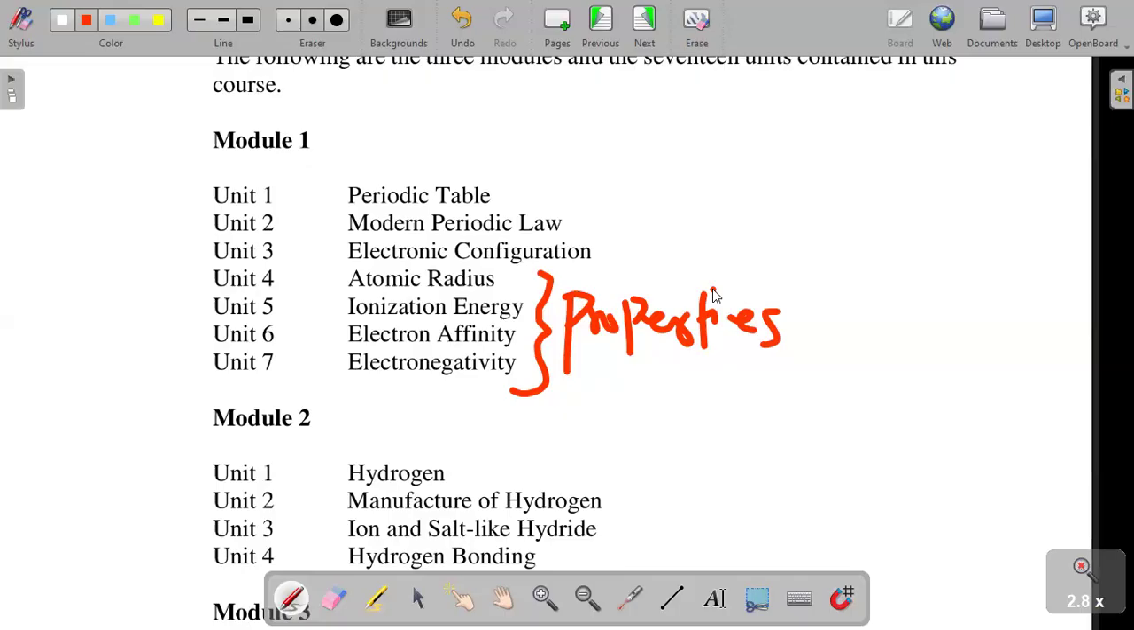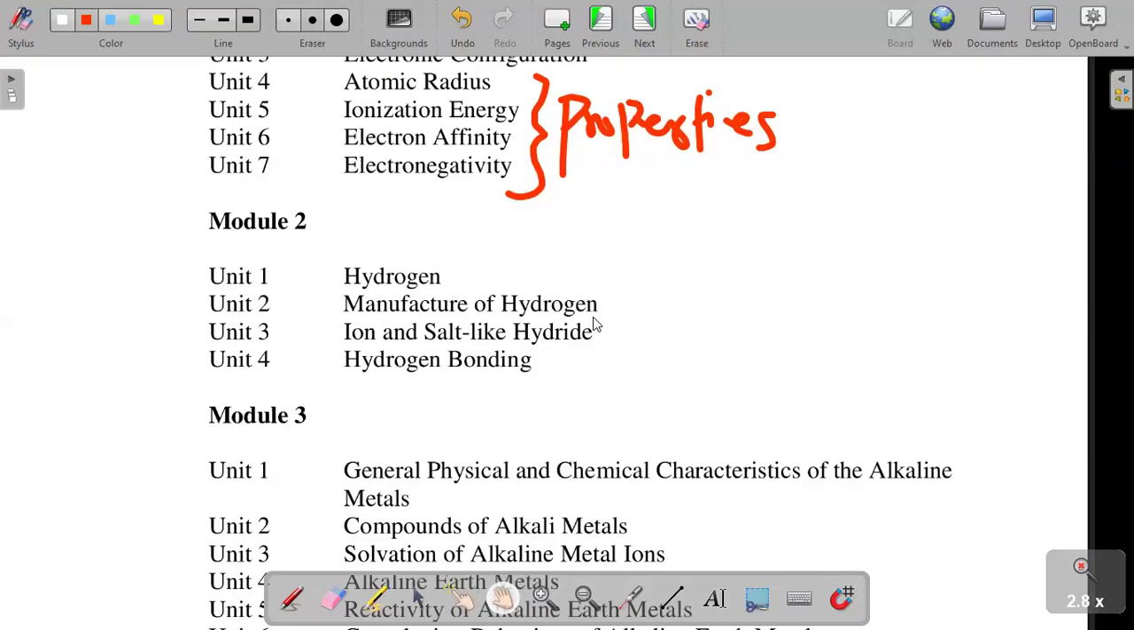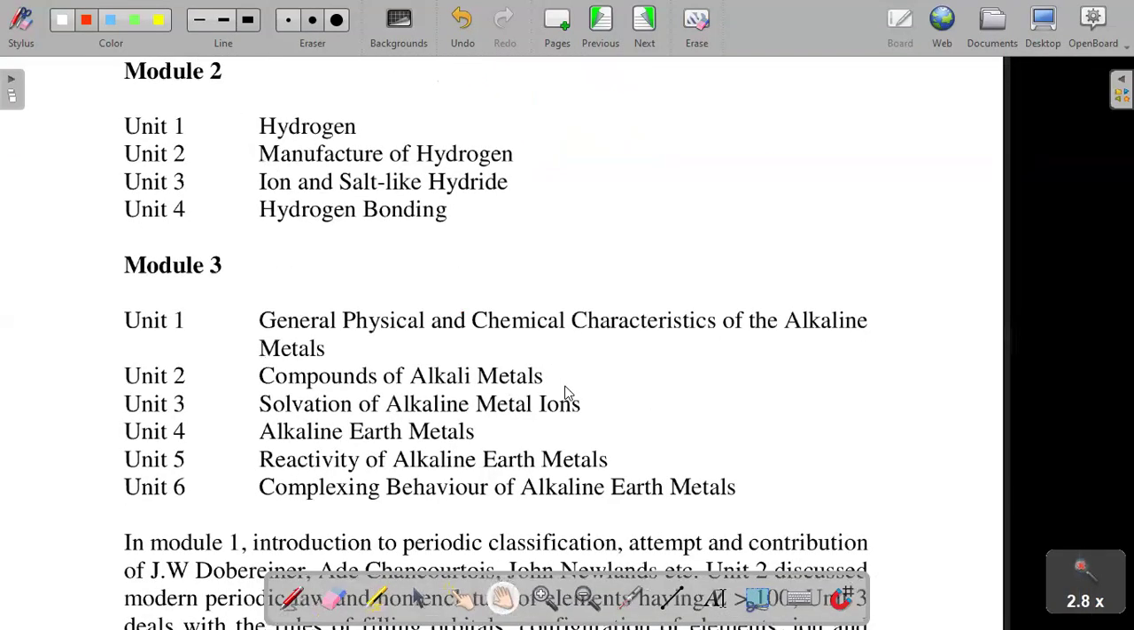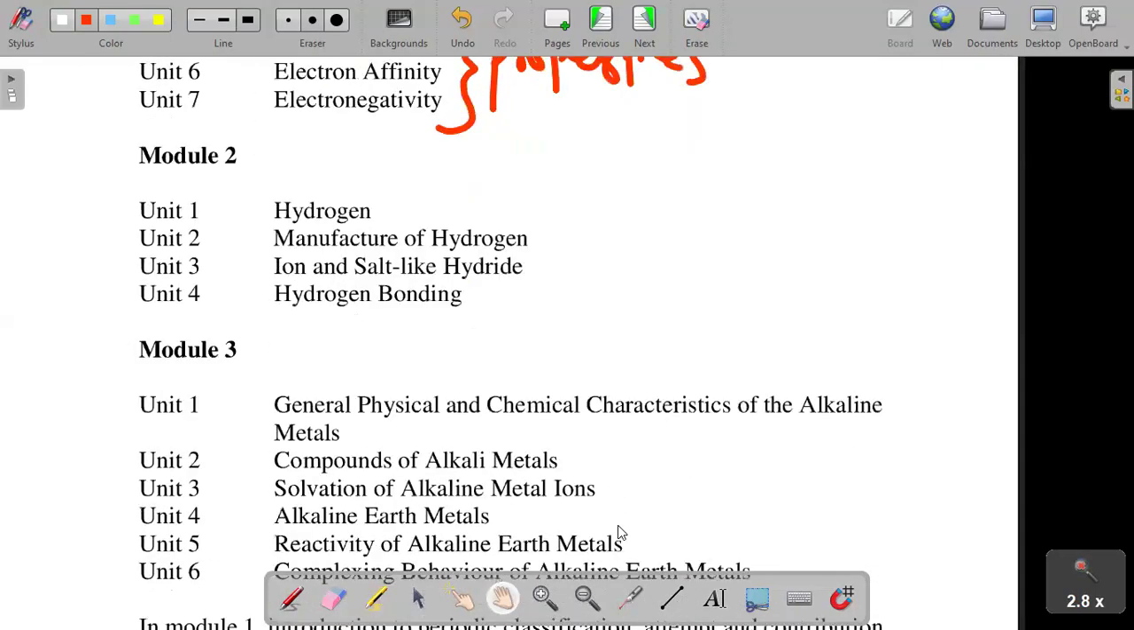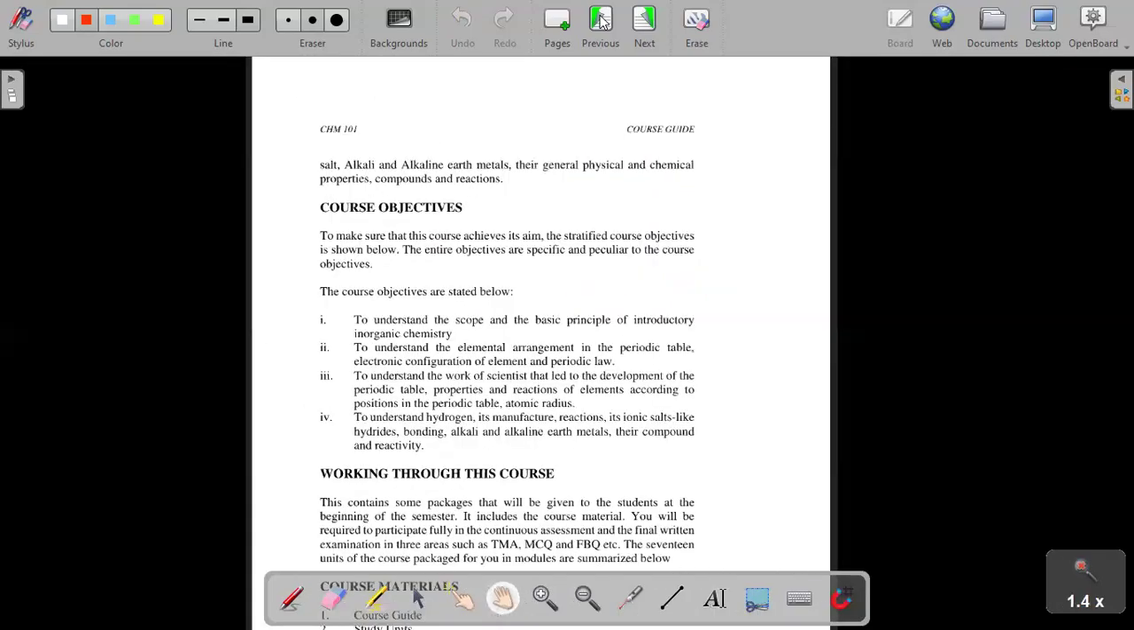Then module 2, we have hydrogen, manufacture of hydrogen, ionic and covalent hydrides, and hydrogen bonding. In module 3, we have physical and chemical properties and characteristics of alkaline metals. The alkaline metals are also mentioned in the periodic table. We're going to see all the compounds of alkaline metals, solvation of alkaline metal ions, alkaline earth metals, and the rest. That is all, it's not much. We're going to start from the periodic table.